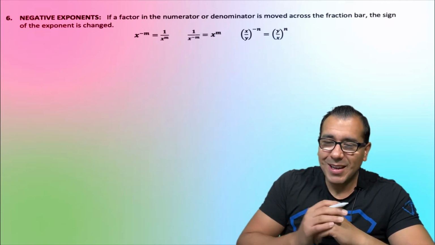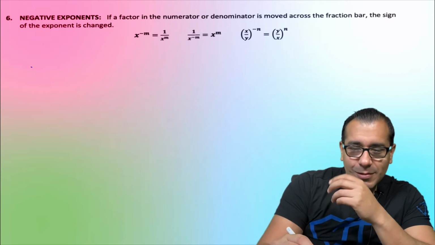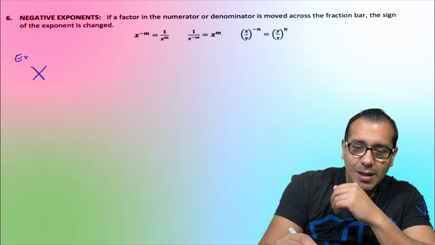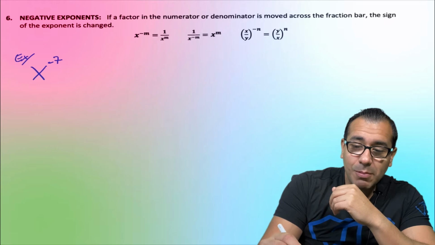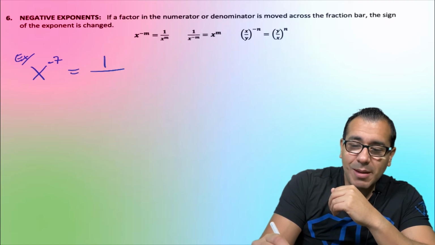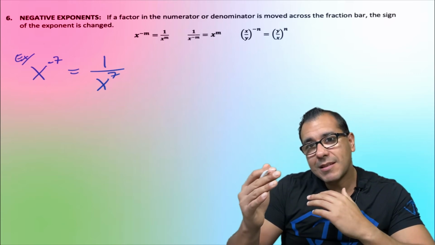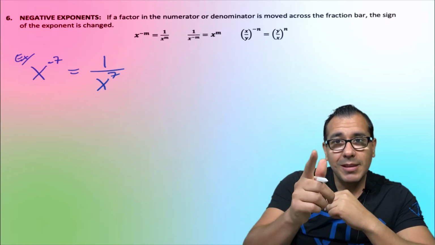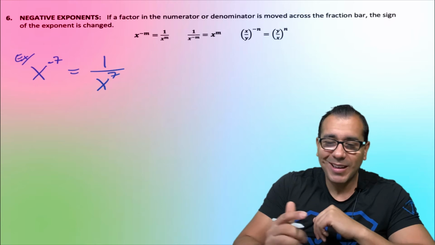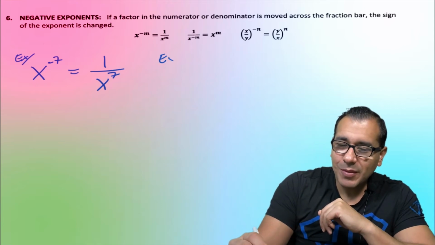So let's take a look here. Let's do an example of our first example here, x raised to the negative 7th power. Well, that's just the same thing as 1 over x, and now that negative 7 turns positive. Turn that frown upside down, all right? Boom, it's that easy and we're done.